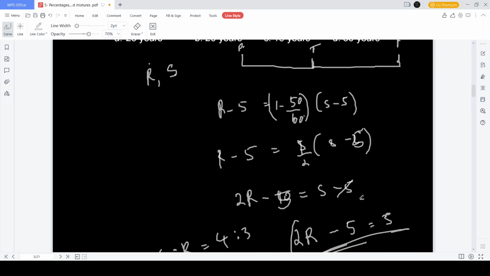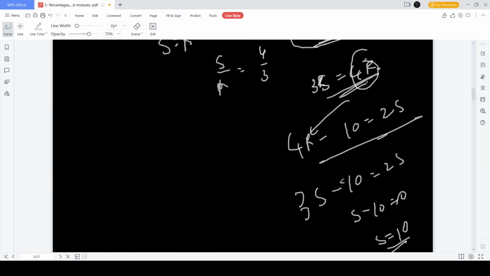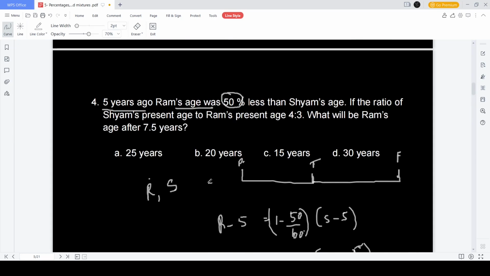If Shyam's present age is 10 years old, then what is Ram's present age? We need to find out. So 4 into Ram minus 10 equal to 20. This becomes 30. Ram becomes 7.5 years. So what will Ram's age be after 7.5 years? So it will be 15 years.